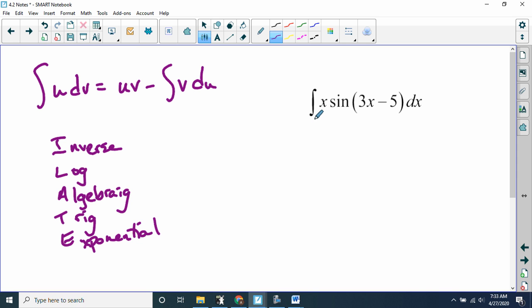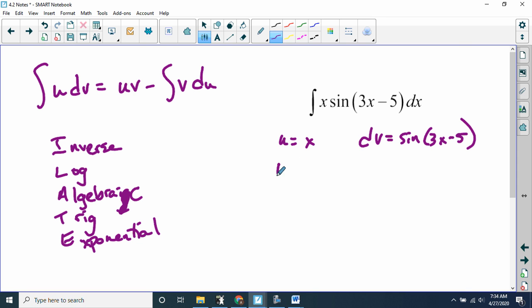So for one example here, we've got the integral of x times sine of 3x minus 5. So x is algebraic. Algebraic doesn't end in a g. And sine is a trig function. So we're going to make u equal to the algebraic function in this case, which is x. Therefore, our dv is sine of 3x minus 5.